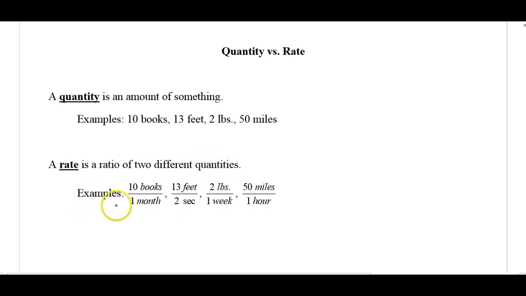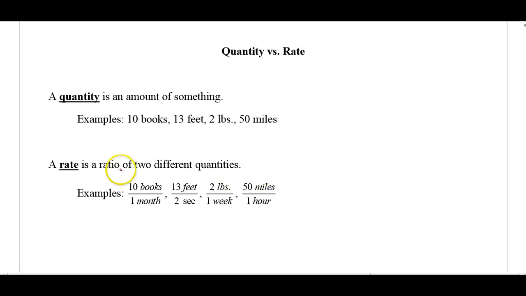Some examples of a rate: we're looking for a ratio, so we think fraction, so two different quantities, so 10 books over 1 month. This ratio would read 10 books in 1 month, or 13 feet every 2 seconds, or maybe you lose 2 pounds in 1 week, or go 50 miles in 1 hour.